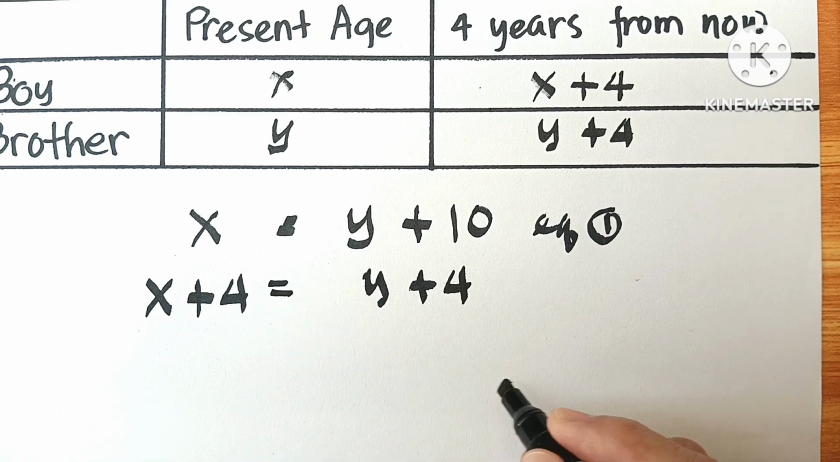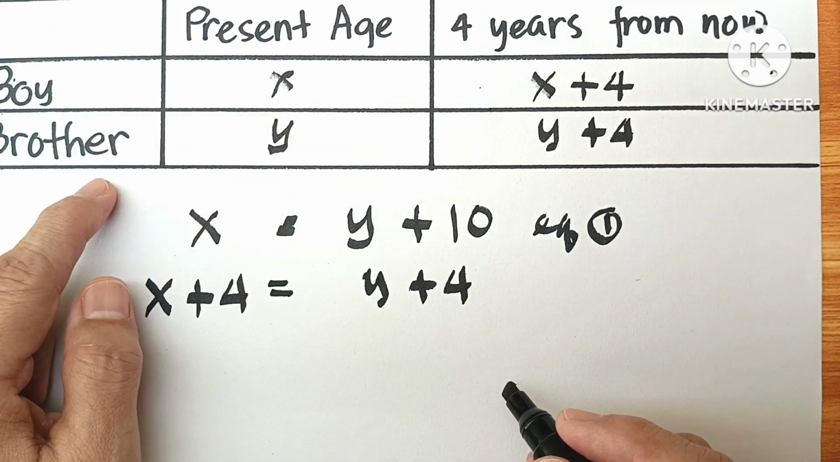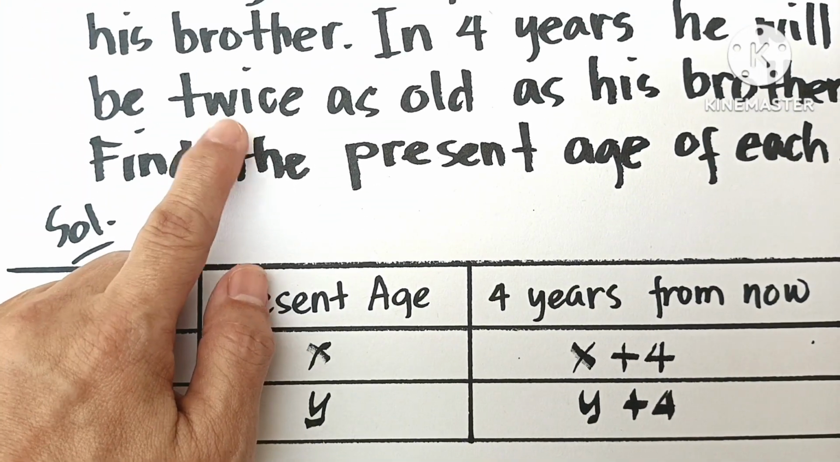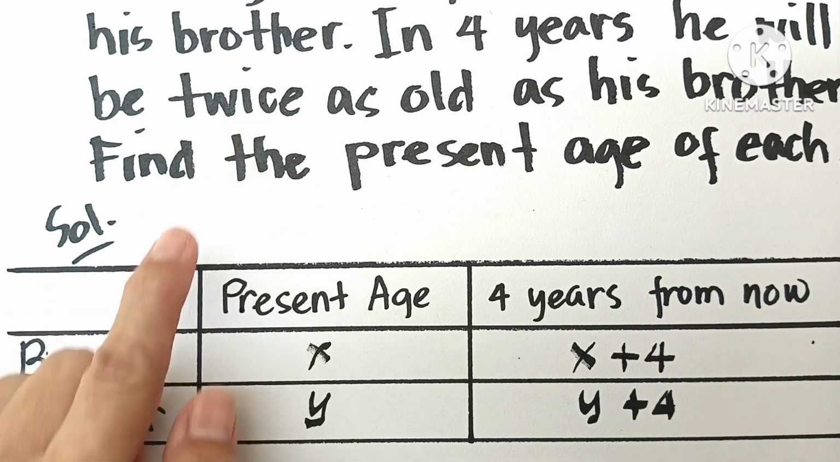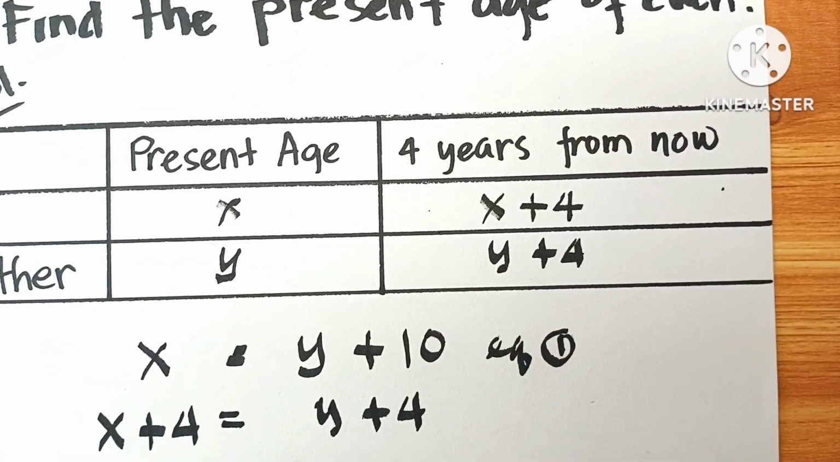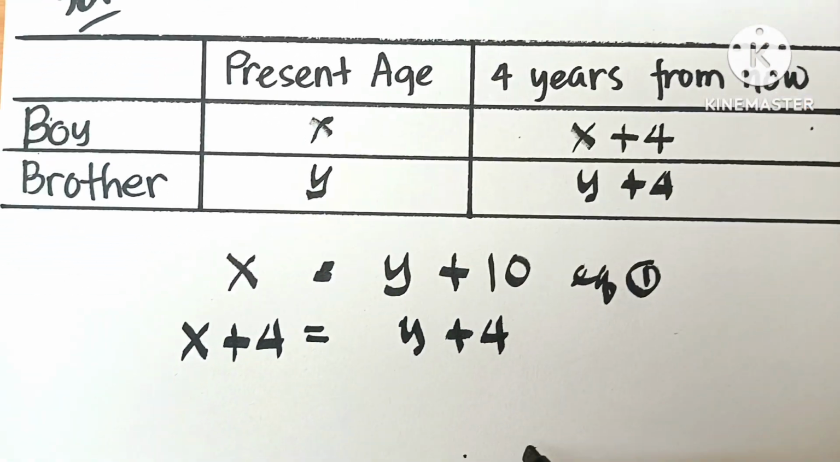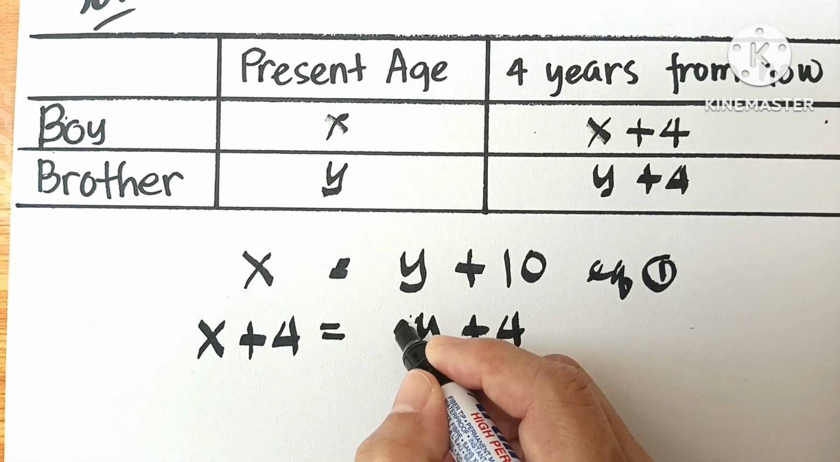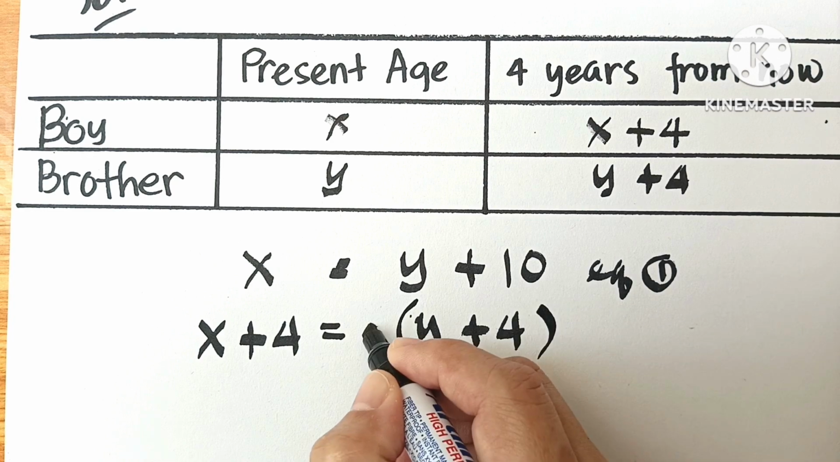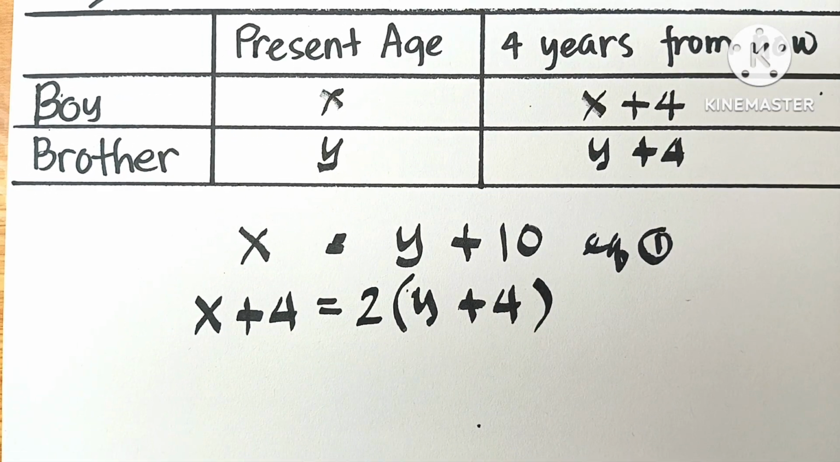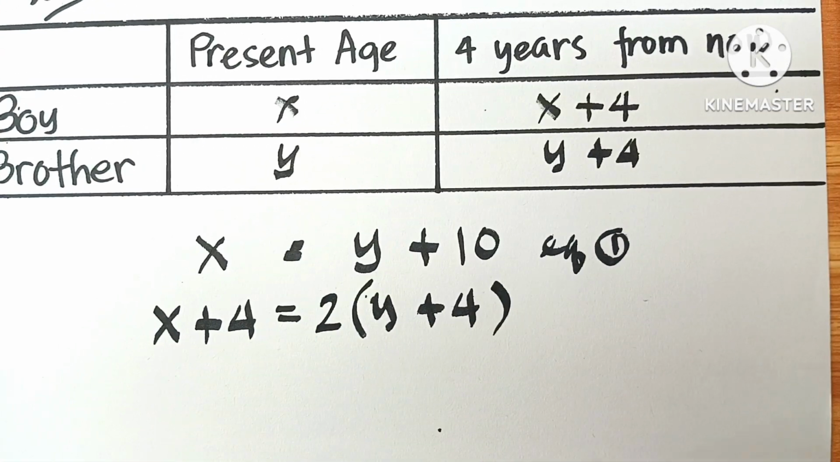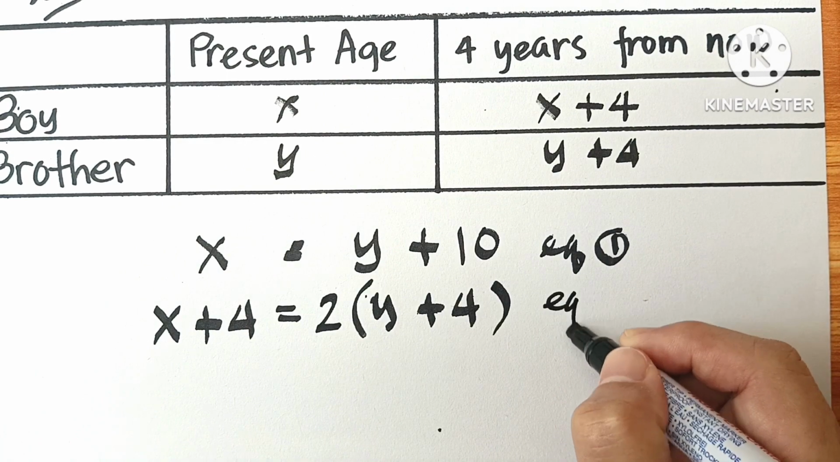So, sa kanino natin ilalagay ang times 2? Since twice means times 2, hindi ba? O, kanino natin ilalagay? Sa bata o sa matanda? O, di ba? Dapat sa mas bata, no? Okay? So, we have to multiply y plus 4 by 2, no? Kasi yan yung brother, yan yung mas bata.